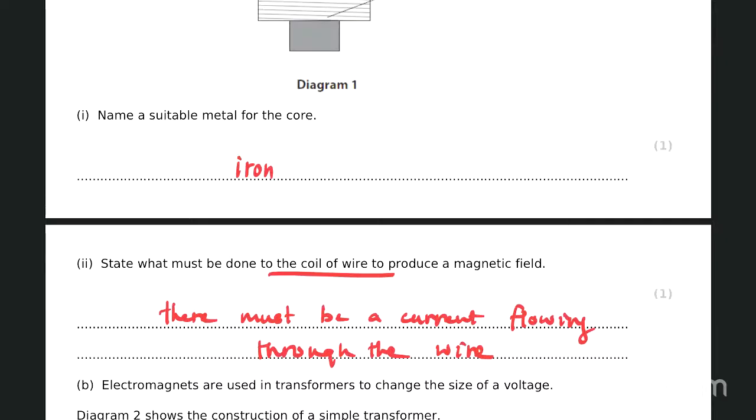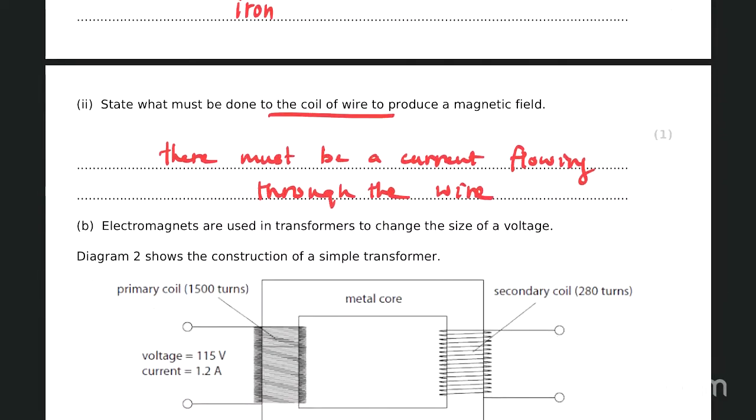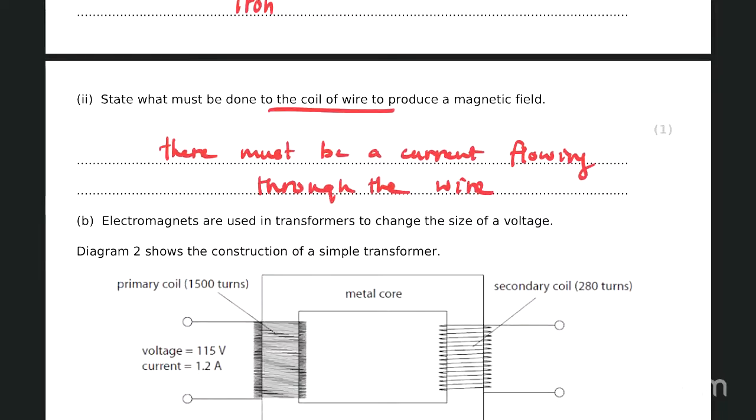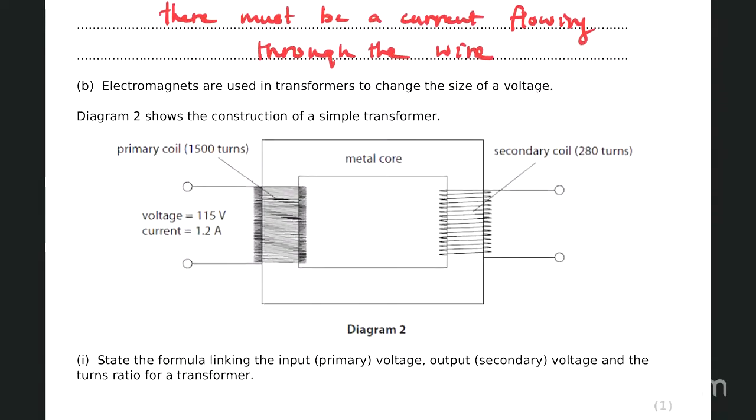There won't be any magnetic fields unless it is a permanent magnet, right? Unless it is a permanent magnet, if you need to generate a magnetic field around a wire, then definitely you need to transfer current through it. Remember that part.